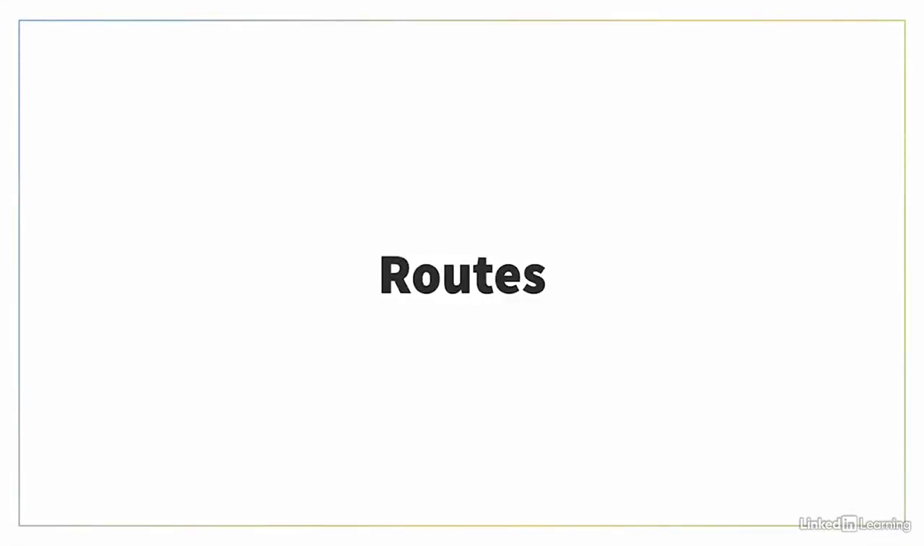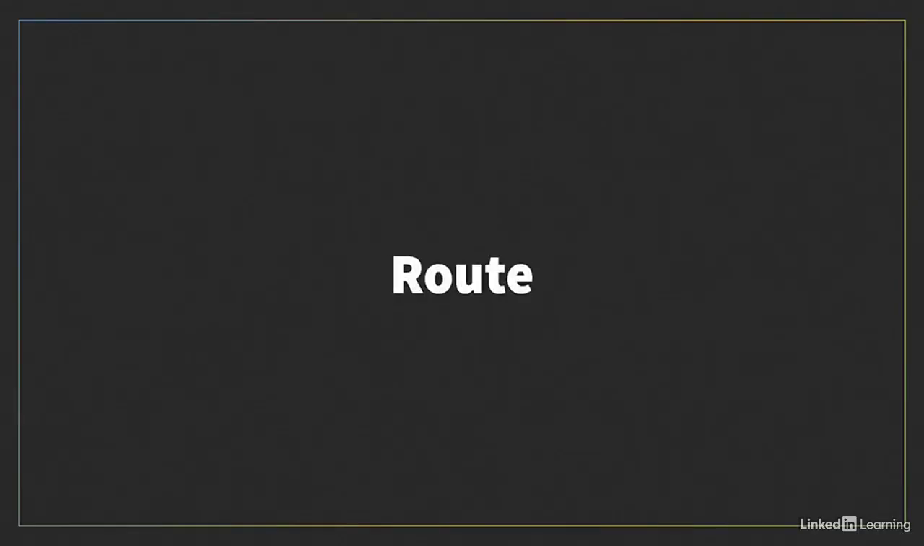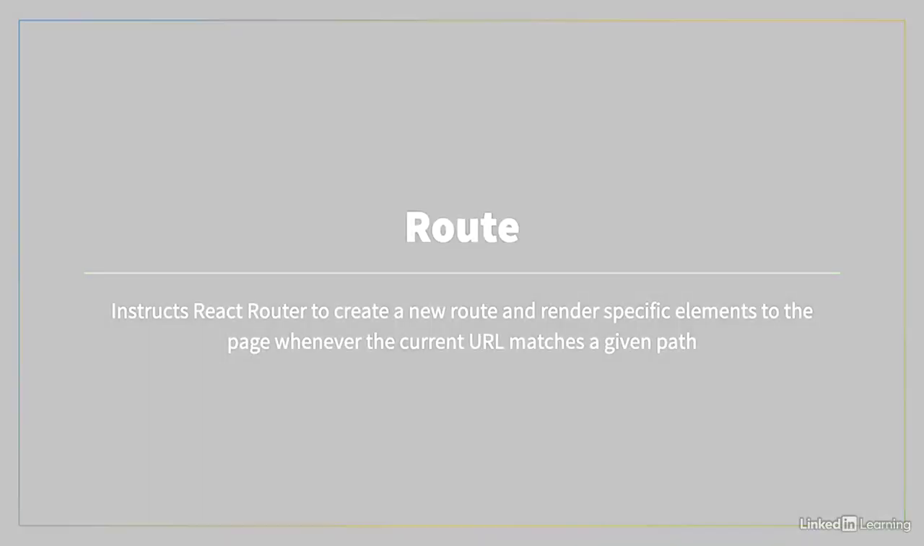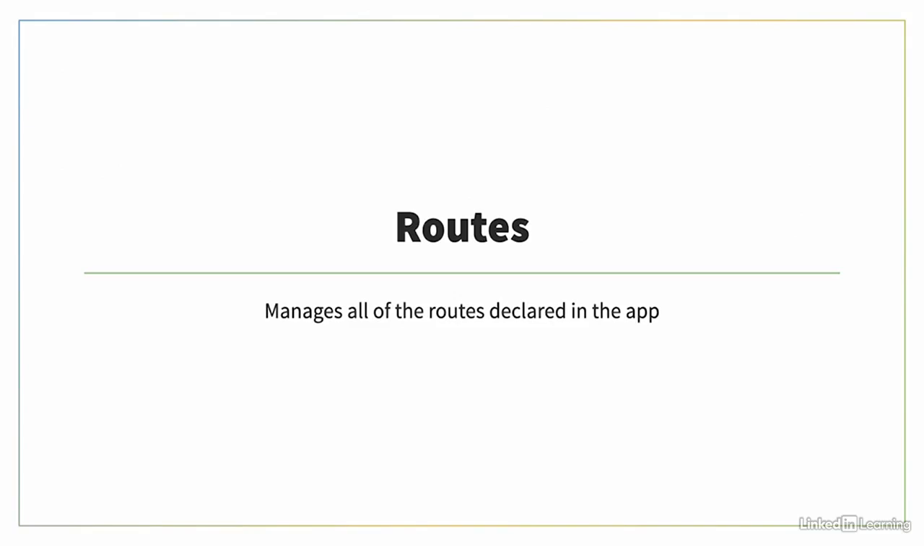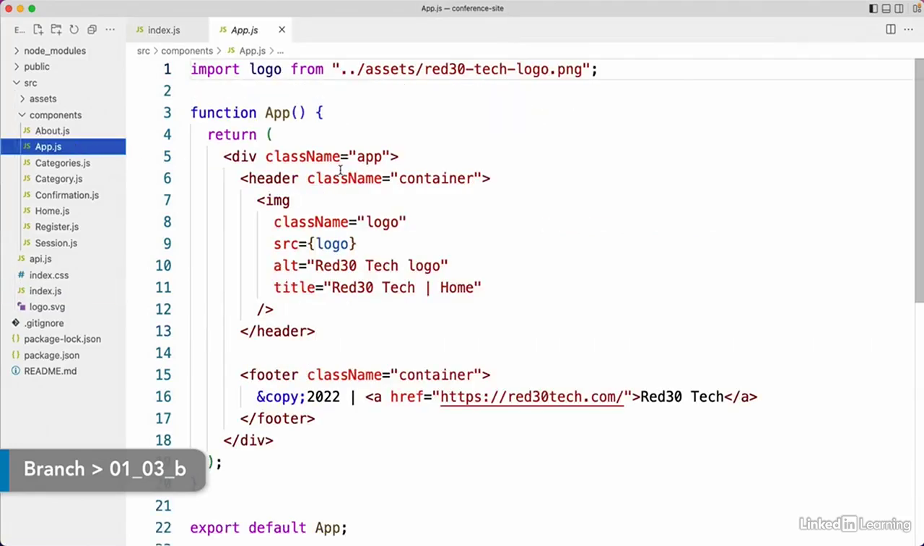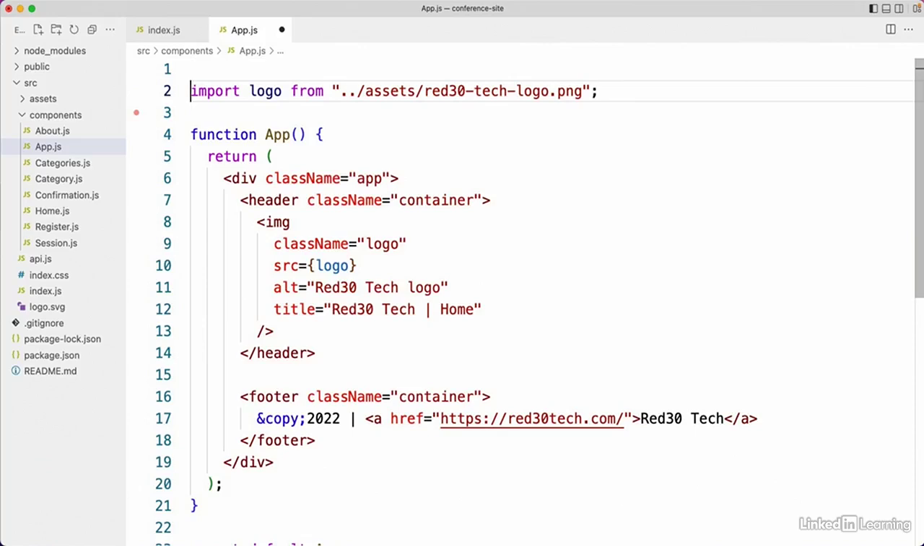Two of React Router's core components for rendering content are Routes and Route. The Route component is what tells React Router to create a new route. Its job is to render specific elements, like a component, to the page whenever the current URL matches a given path. And the Routes component manages all of the routes declared in the app. In our project, App is the top-level component and where we will declare and manage all routes.